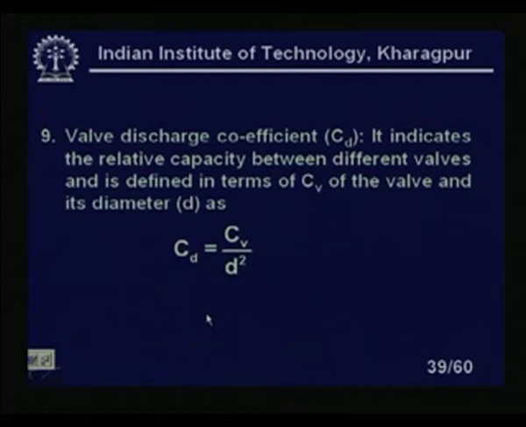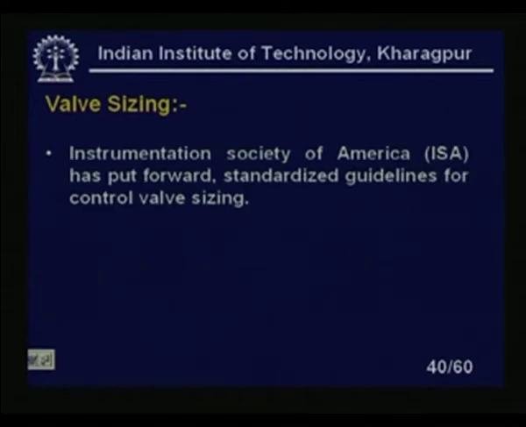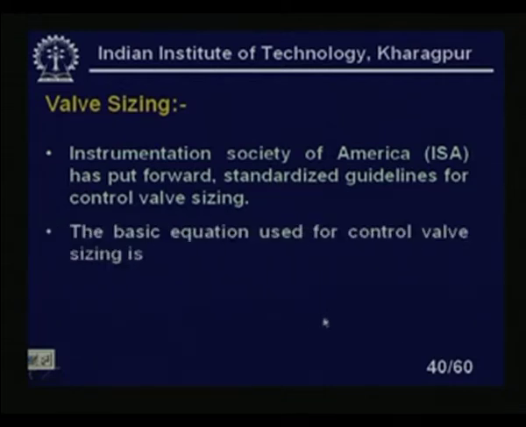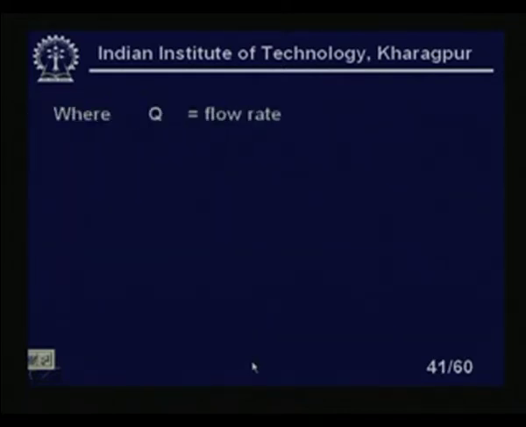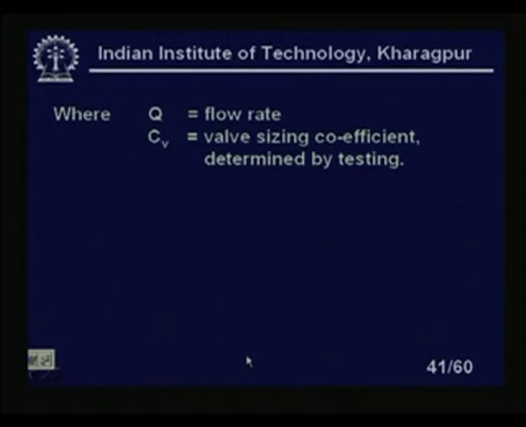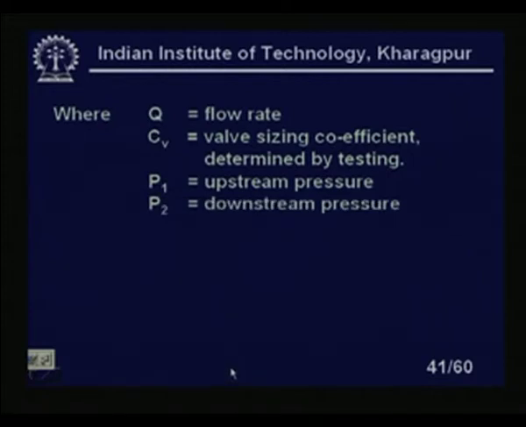Valve discharge coefficient indicates the relative capacity between the different valves and is defined in terms of Cv of the valve and its diameter d as Cd equal to Cv upon d square. Valve sizing: the Instrumentation Society of America, ISA, put forward standardized guidelines for control valve sizing. The basic equation used is Q equal to Cv times the square root of (P1 minus P2) upon G, which is equation number 7, where Q is the volumetric flow rate, Cv is the valve sizing coefficient determined by testing, P1 is the upstream pressure, P2 is the downstream pressure, and G is the liquid specific gravity, clear.